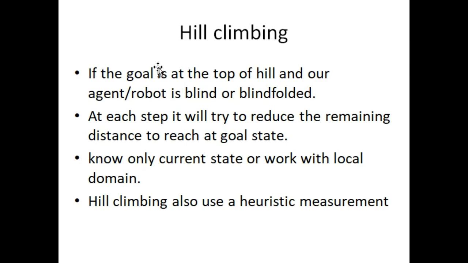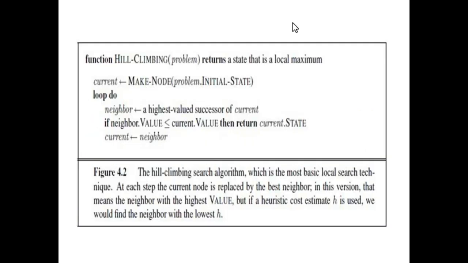Now I will discuss the algorithm of hill climbing. So just look at this algorithm, the hill climbing algorithm. We will mark the initial state as the current state, then loop do. So the highest valued successor of the current state, we will mark that node as a neighbor. And if the neighbor value is less than the current state, then we will return the current state. Otherwise our neighbor will become the current state.